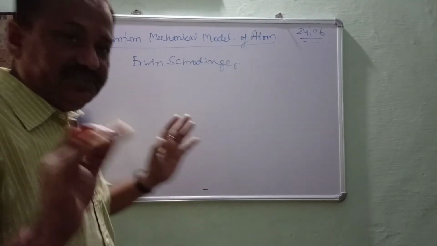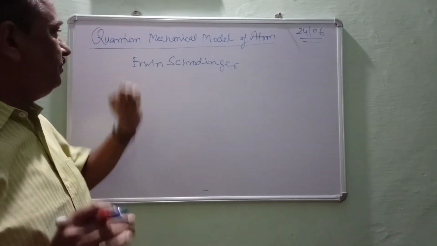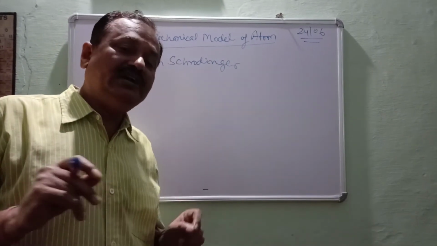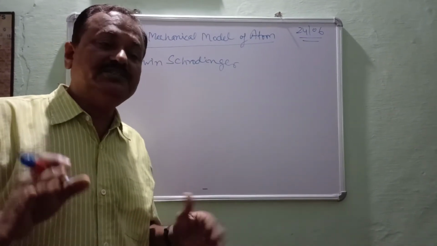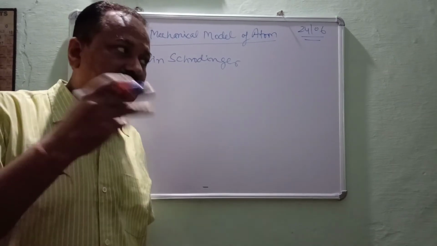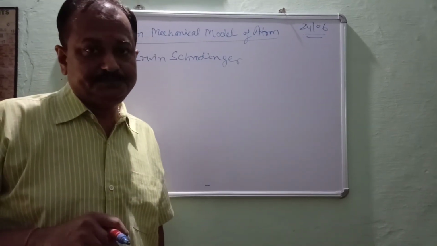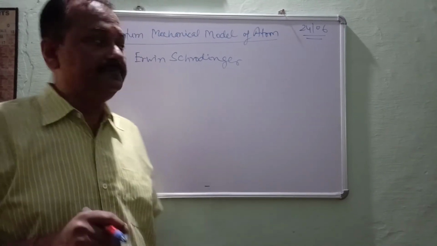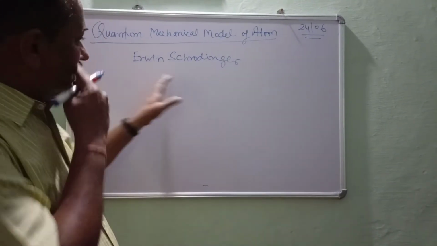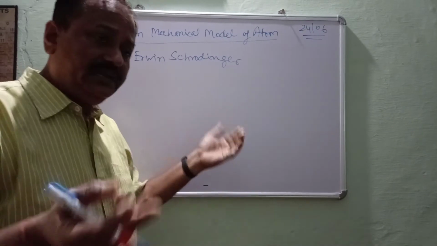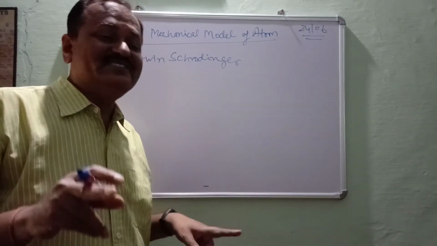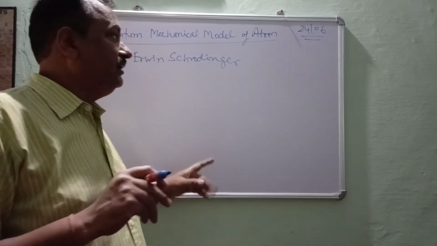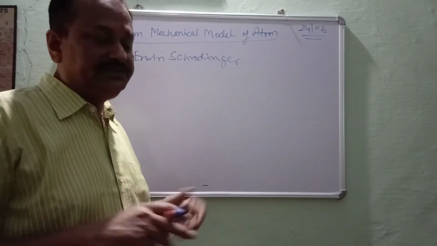This quantum mechanical model is based on the concept that the electron is a three-dimensional wave moving around the nucleus of an atom. And Erwin Schrödinger had taken both the concepts into consideration, that is Planck's quantum theory as well as Einstein's particle theory.